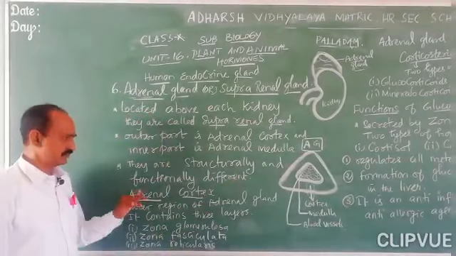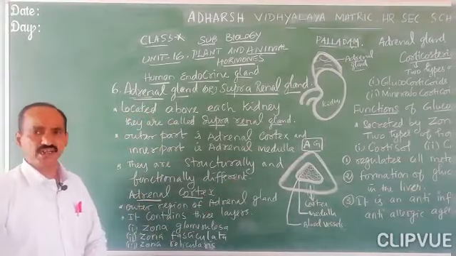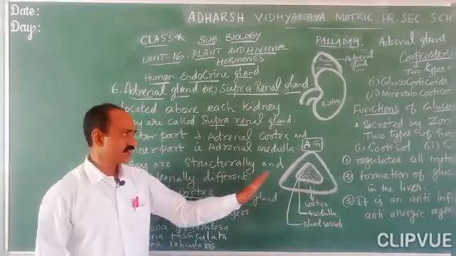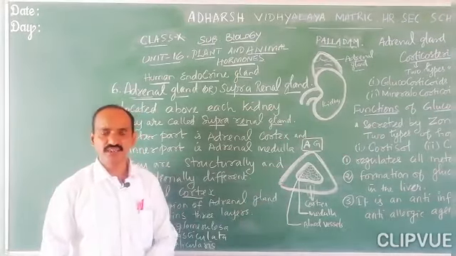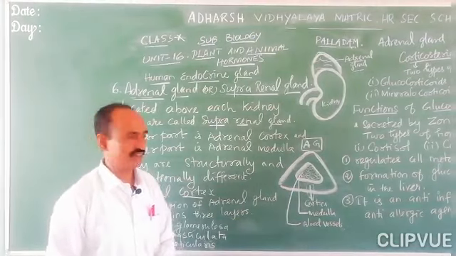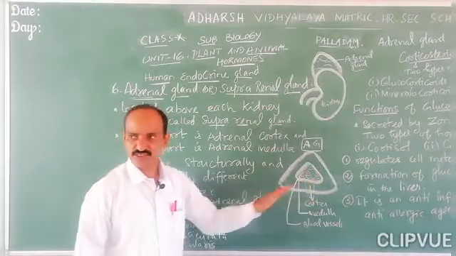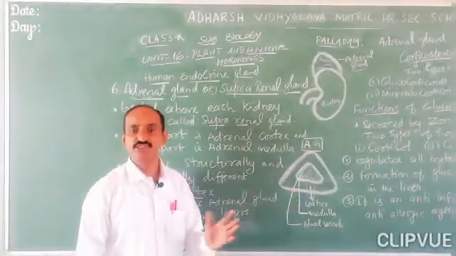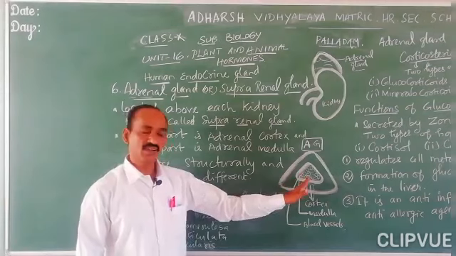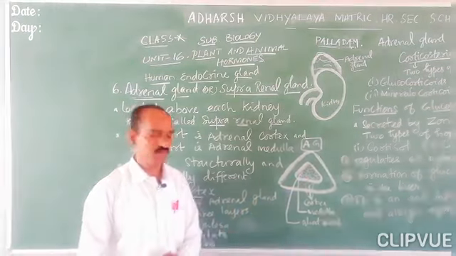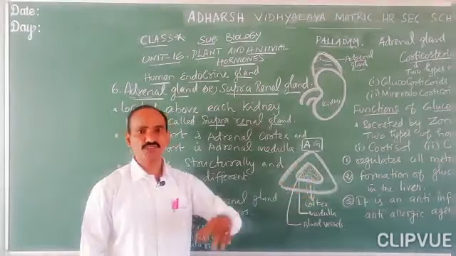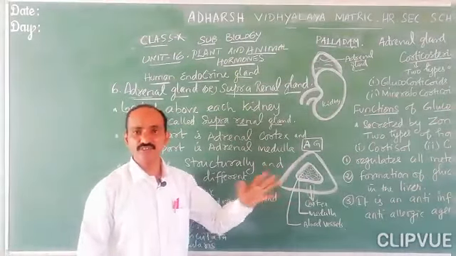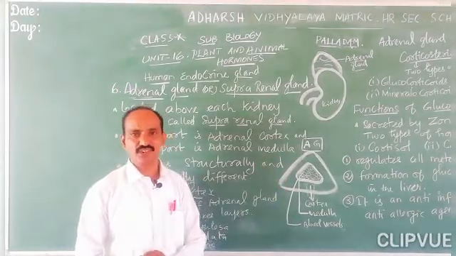Now first we can see this adrenal gland. Adrenal cortex and medulla are different structurally and functionally. They are totally different from each other, because adrenal cortex secretes different types of hormones, and adrenal medulla secretes different types of hormones. That is why they are structurally and functionally different from each other.